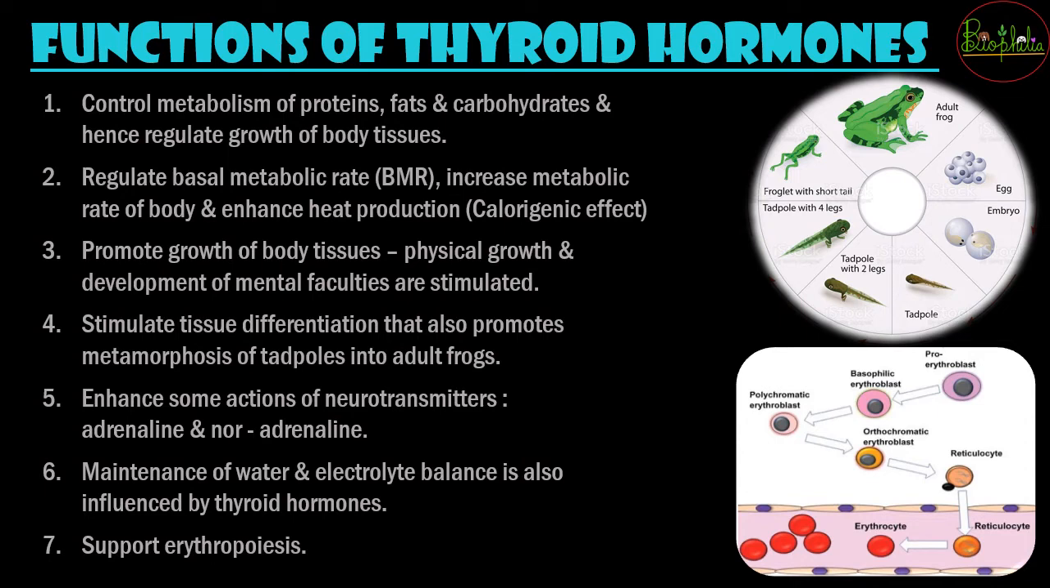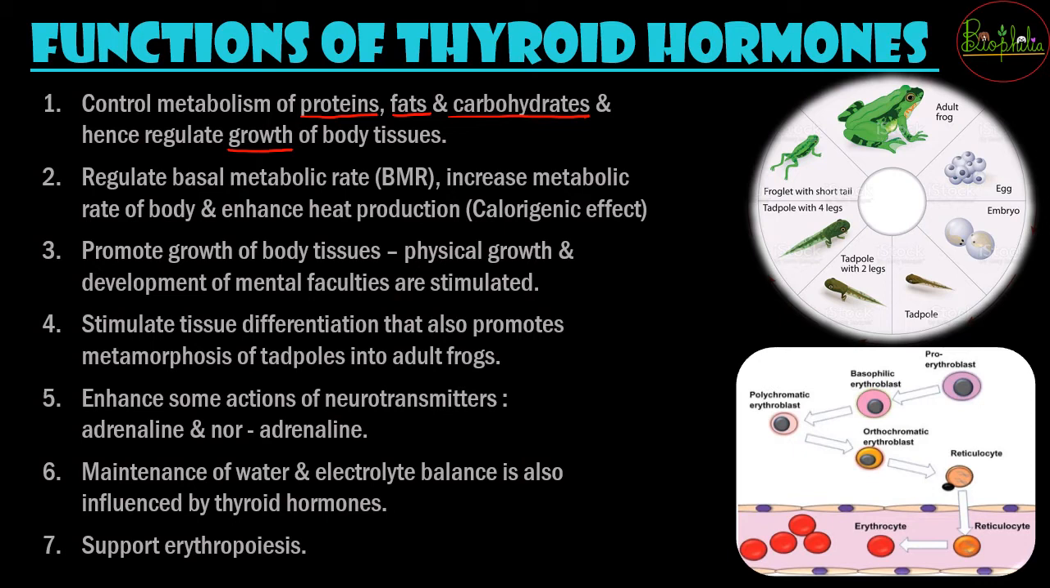There are 7 important functions of the thyroid hormones in our body. First of all, as soon as thyroid hormones are released, there is metabolism of proteins, fats and carbohydrates, and because of this metabolism there is growth of body tissues. Whatever you eat needs to be digested and used by the body, and that happens because of the thyroid hormone.